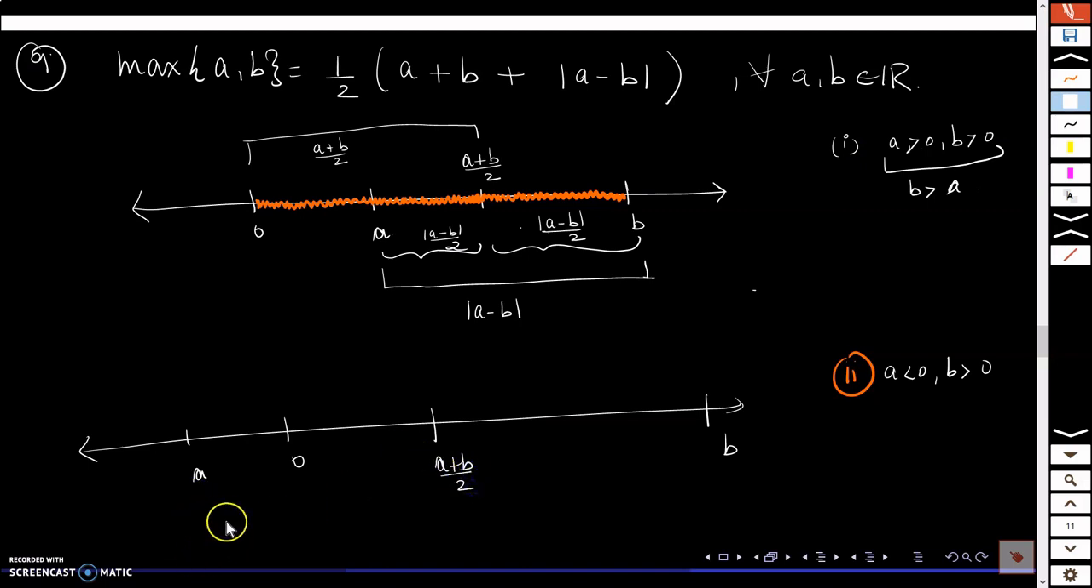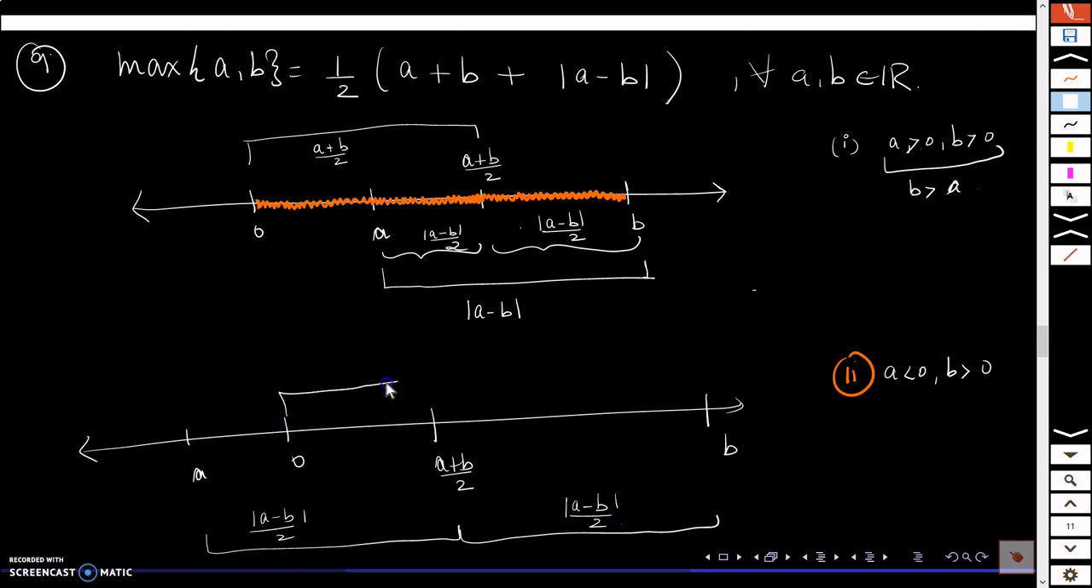Now if you see, this entire distance is mod of A minus B. So this distance will be mod A minus B by 2, using the same idea as we did in the first case. And this distance again is going to be modulus of A minus B by 2, right? And if you see this distance, that is nothing but (A plus B) by 2.